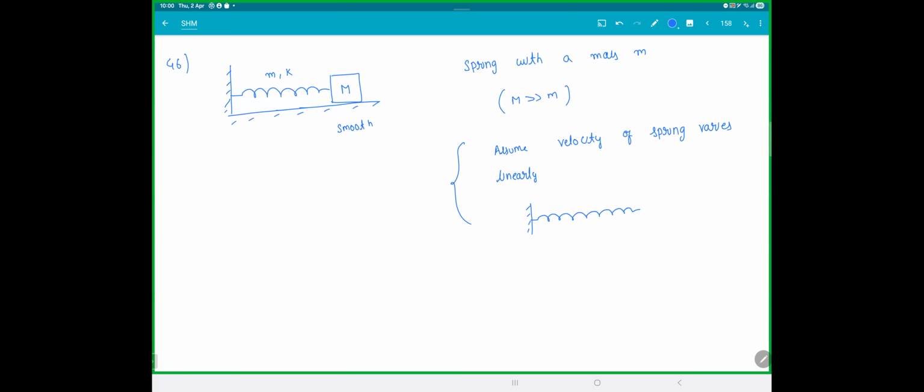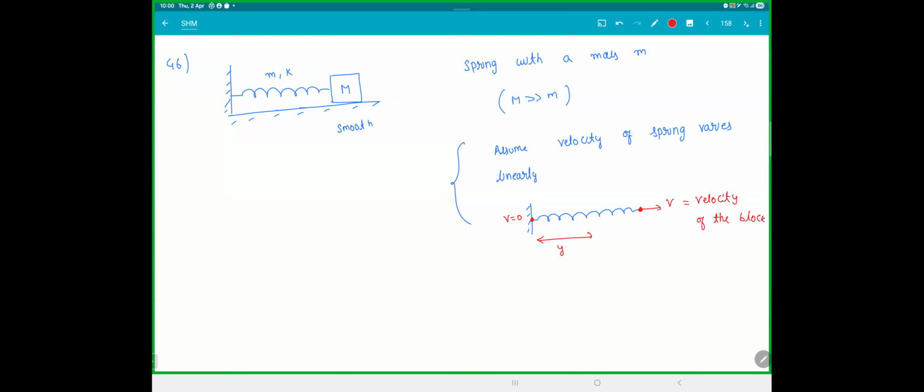So when the spring is attached, what is the velocity of this point which is attached to the wall? 0. What is the velocity of this point which is attached to the block? V. This is the velocity of the block. So that means every point on the spring has different speed. And he's saying this velocity varies linearly.